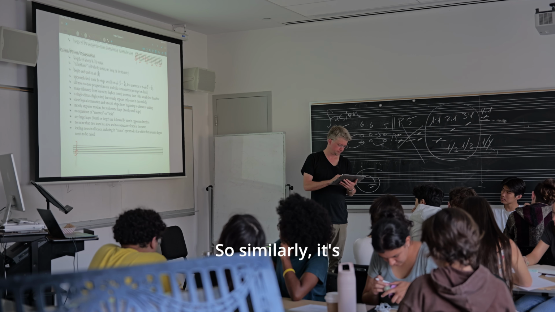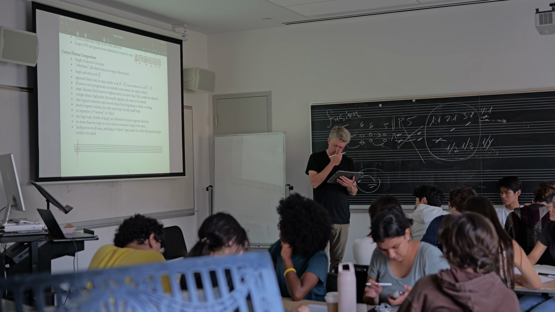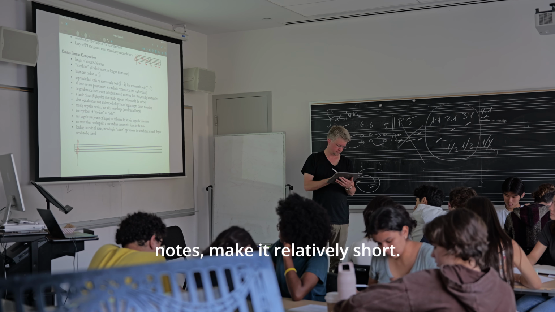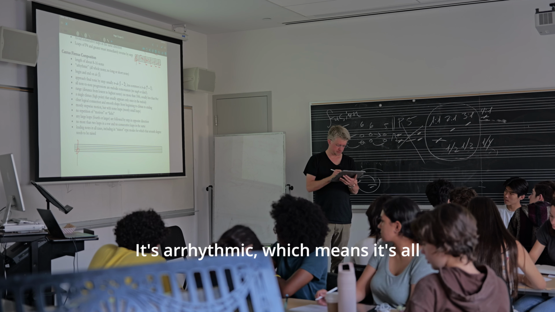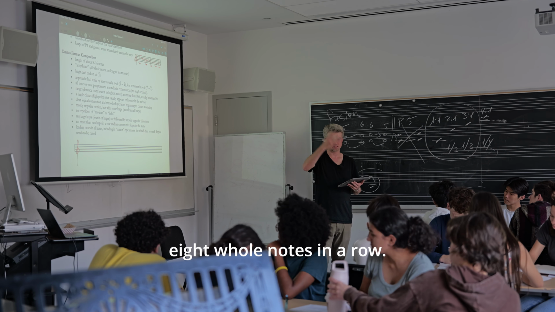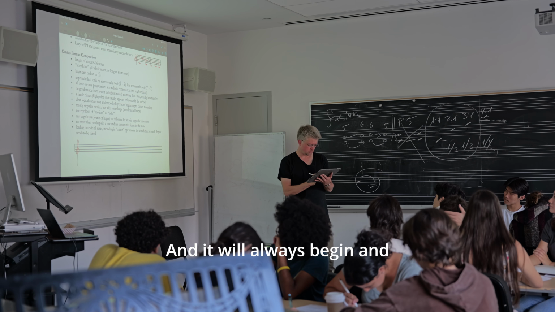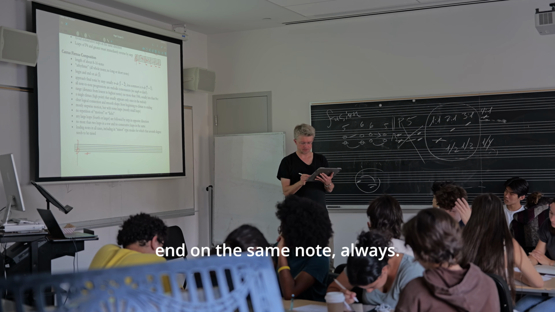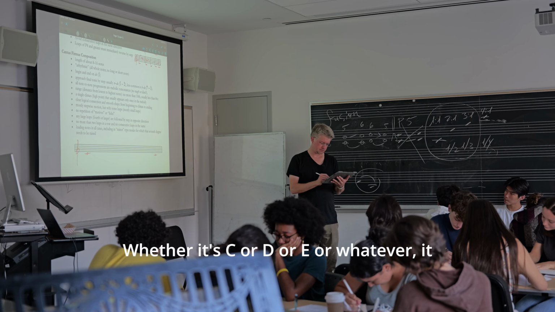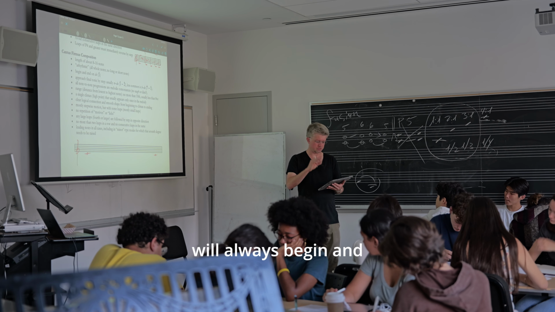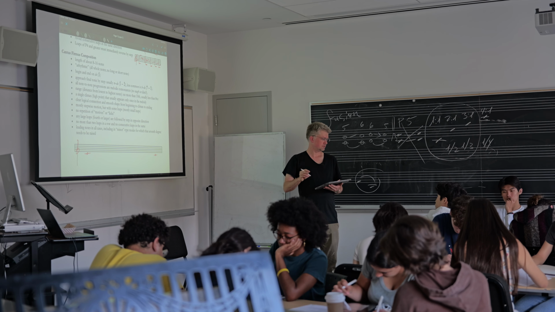So similarly, it's between 8 and 16 notes. We'll make one of 8 notes, make it relatively short. It's arrhythmic, which means it's all whole notes. So we'll have 8 whole notes in a row. And it will always begin and end on the same note. Always. Okay, whether it's C or D or E or whatever, it'll always begin and end on movable do. Okay?